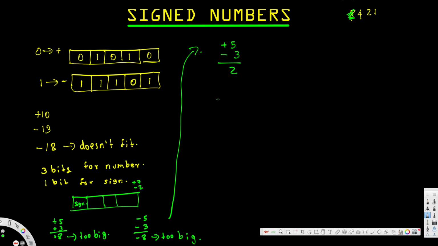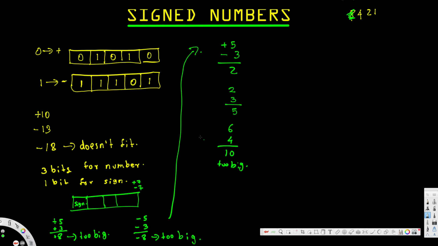For example, let's say we have 2 plus 3, that's equal to 5. 5 is within this range, so we can fit that one. But for example, if it's 6 plus 4, we have a problem. That's 10, too big, right?